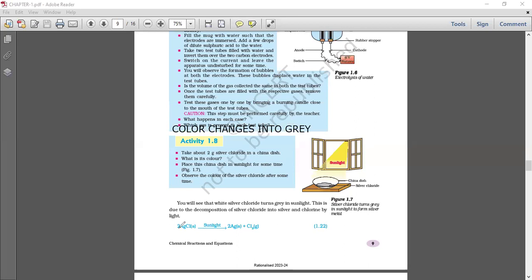This is also an example of a decomposition reaction. You can remember this hint: AB gives rise to A plus B. The compound silver chloride, after absorbing the sunlight, that is, the heat energy, is divided into silver solid and chlorine gas. Fine. Now let us go to the next page.